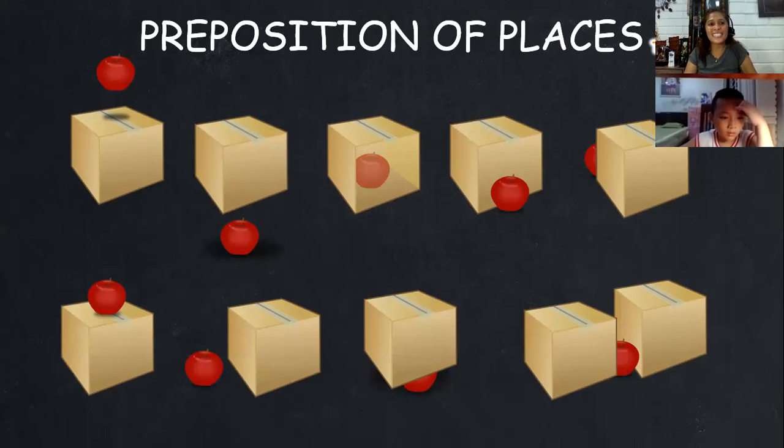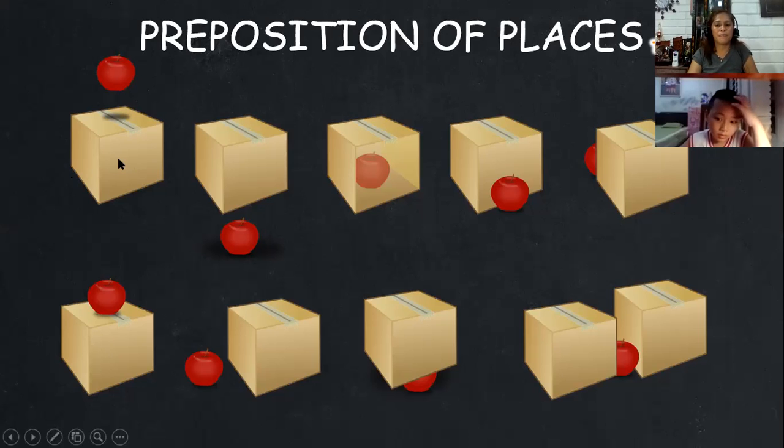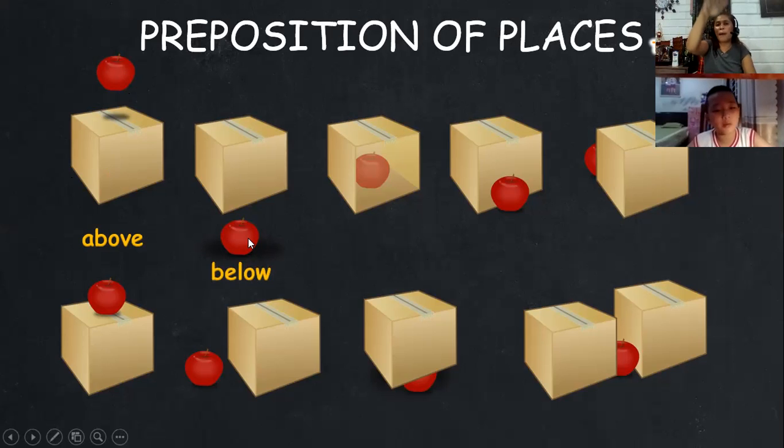Okay, now let us see. Where is the apple, Keo? In here. It's on, it's above. Look at it above. How about this one? Where is the apple? No, this is the back. Look, it's under, below. Okay, next one. Where is the apple? In or inside? Inside. In, yeah. Very good, you got the correct answer. Teacher Anne is tricking you.